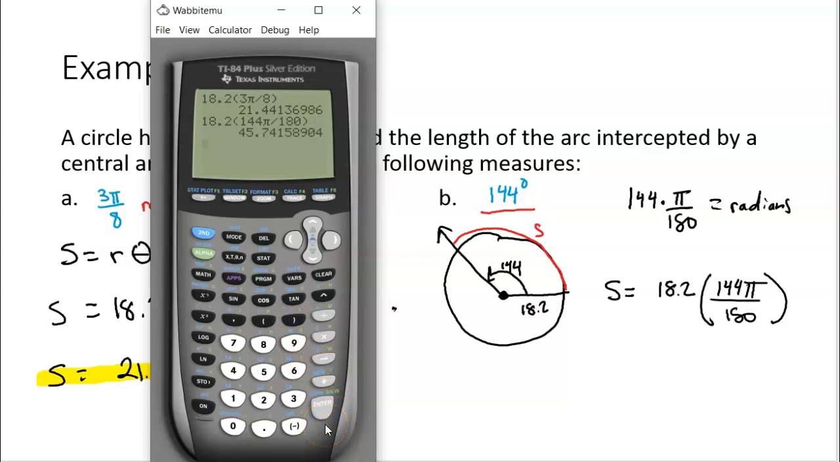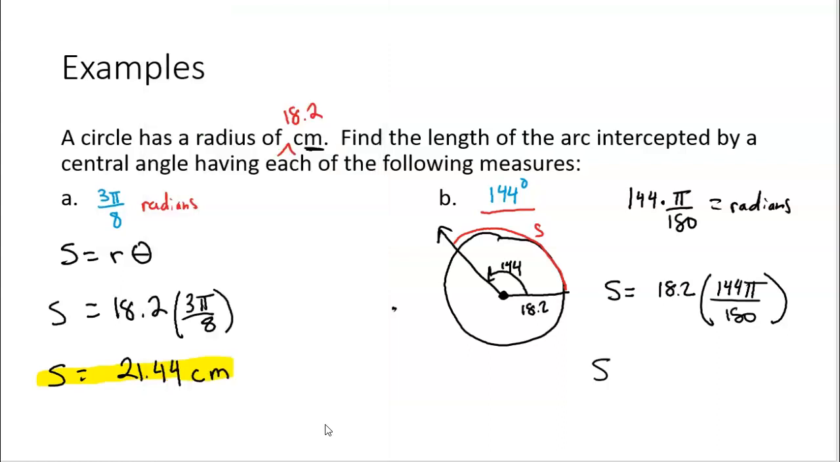So we have about 45.74, so we'll keep it as that. So our arc length is about 45.74, and again, this would be your centimeters. All this is saying is what is this length from here to here. Okay, so plug it in, trying to figure out what's happening. All right, so finding the S, pretty straightforward.